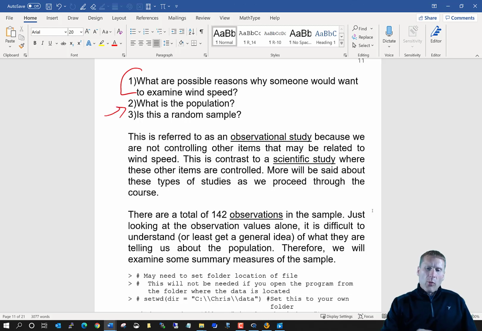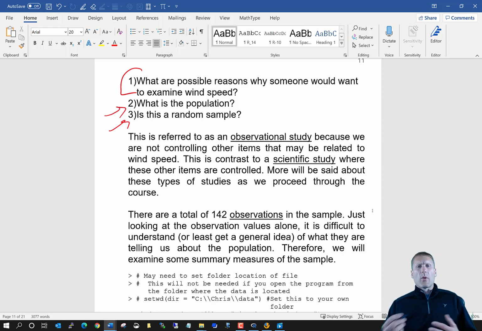The second question is, what's the population? I would say the population is essentially all Februarys. But of course, now we have some problems because we have just 5 years worth of data, especially with conditions like global warming. The wind could change over time. So the population is not as well defined as we would like. But let's say for the near future, that's our population: what we've sampled and in the future.